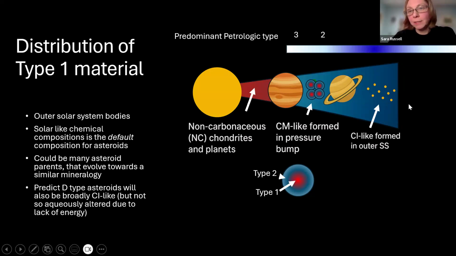And there's other evidence for this as well. There's the high ammonia abundance in Bennu, for example, which suggests that it comes from the real outermost part of the solar system. So my prediction would be that the petrologic type varies according to radial distance from the Sun, from 3 close to Jupiter to 2s where the CMs were formed, and then the 1s beyond Saturn.